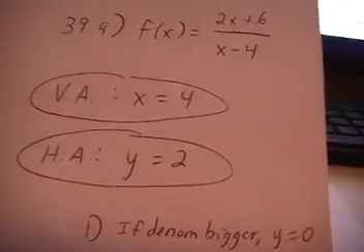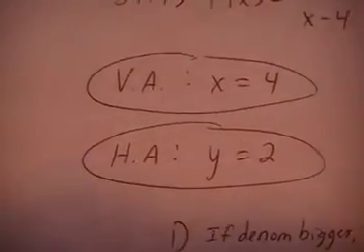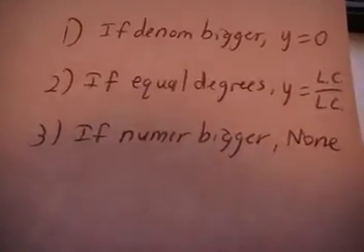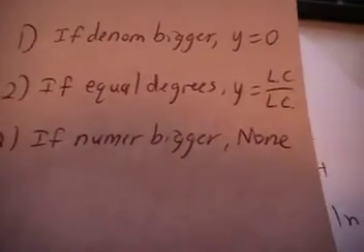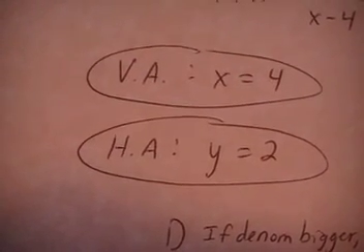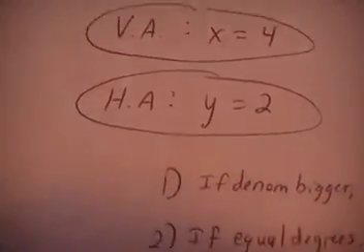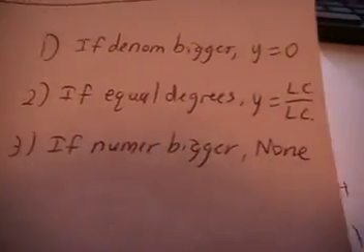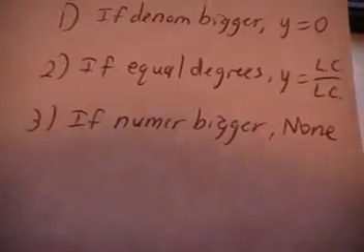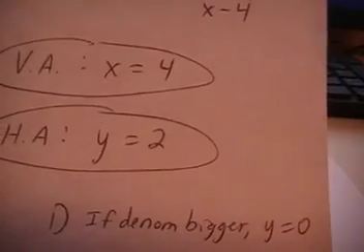And oblique asymptotes are sideways asymptotes. They only happen in the case when there's no horizontal asymptote, this third case down here. So if you're able to get a horizontal asymptote answer, you won't get an oblique asymptote. And when you can't get a horizontal asymptote, like in case 3 here, you won't always get an oblique asymptote. It'll only happen if the top degree is 1 bigger than the bottom.